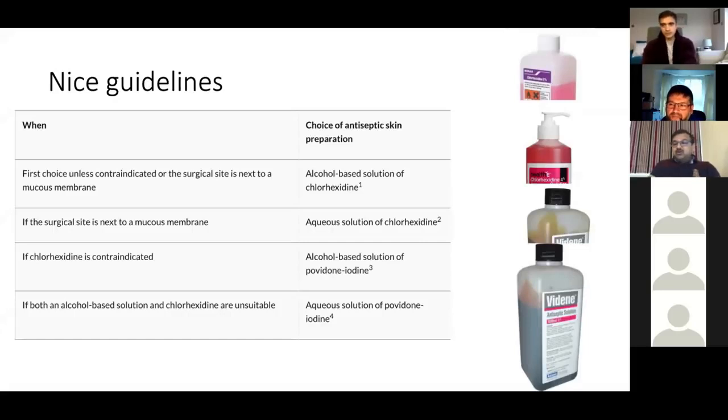Basically, you have got two choices, iodine or chlorhexidine. You've got two choices, alcohol and aqueous. If mucous membrane, no alcohol. If open wounds, no alcohol, only aqueous solutions. First choice, alcohol-based chlorhexidine. Stick to this simple principle and it should answer the question.